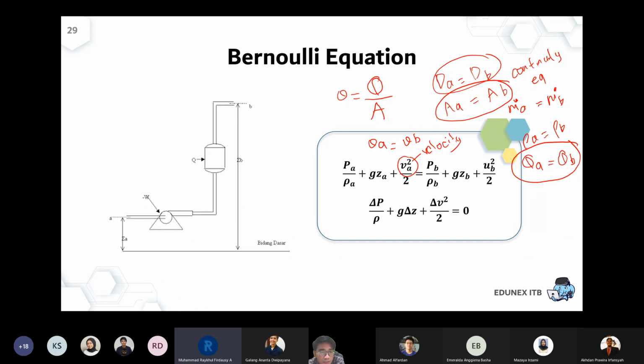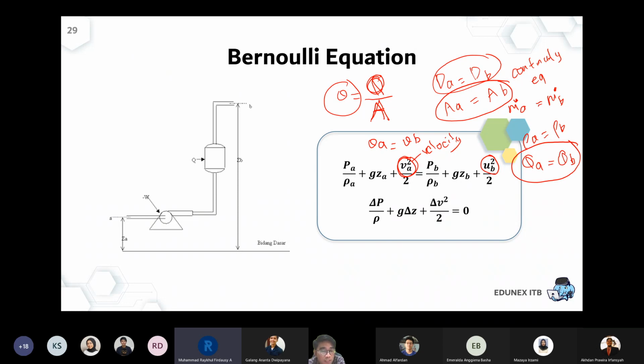If the diameter is constant, then cross area is constant. If the density is constant, then the volumetric flow rate is also constant. So if you have constant volumetric flow rate and constant cross area, you will have constant velocity. It means if you have constant velocity, there is no change of kinetic energy. Ya, kalau kecepatannya konstan tidak berubah ya. Kecepatan di A dengan B sama, berarti tidak ada perubahan energi kinetik.